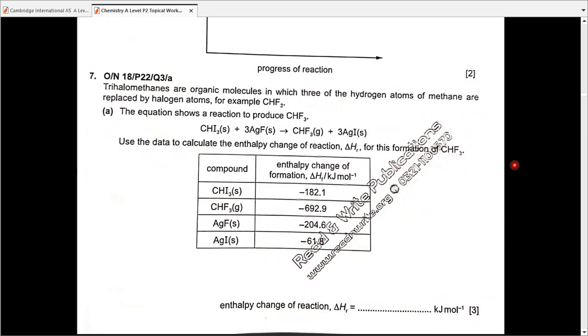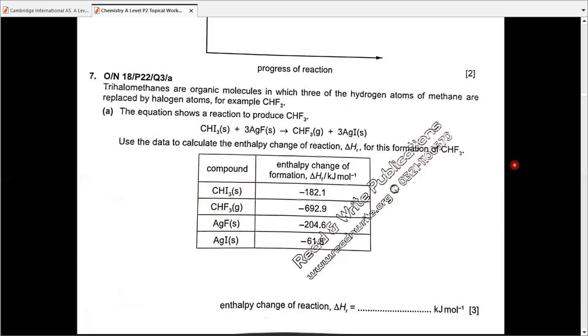Can you send me your answer? I mean, your solution? Or can you just tell me what you did? I subtracted H2 minus H1. Okay. First of all, stop doing that. Secondly, without even drawing a cycle, how can you know that you simply need to subtract these? How would you know that you simply need to subtract these?